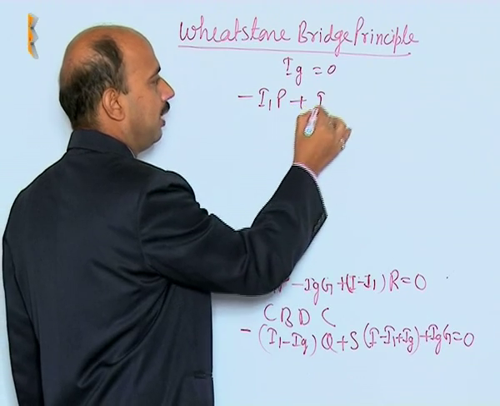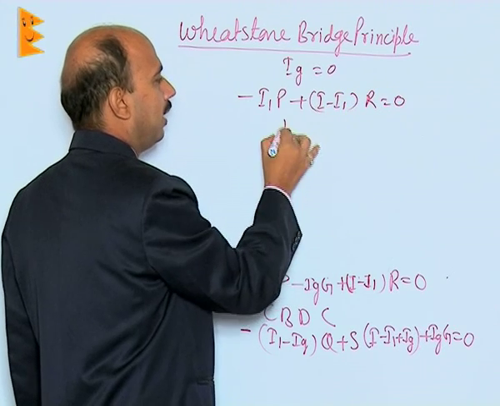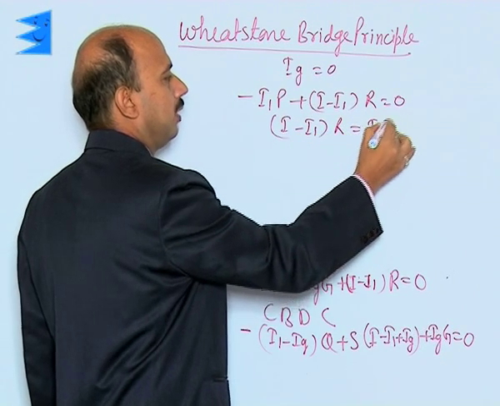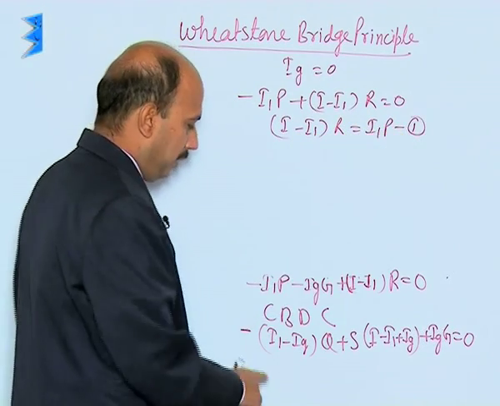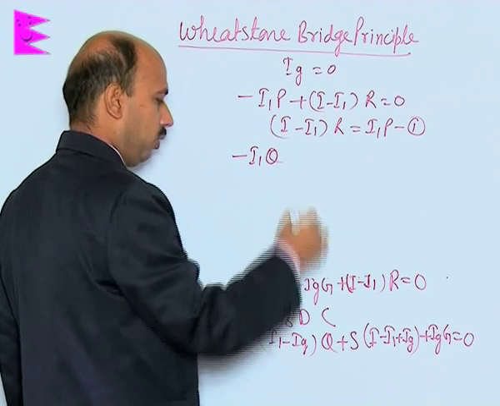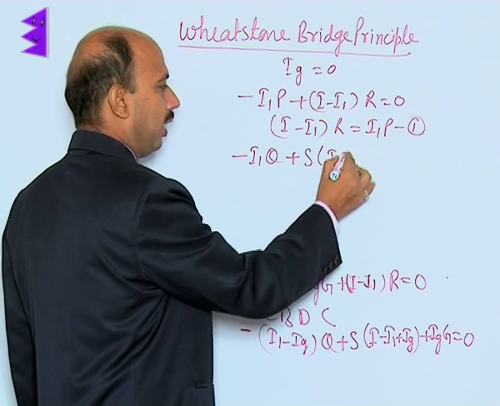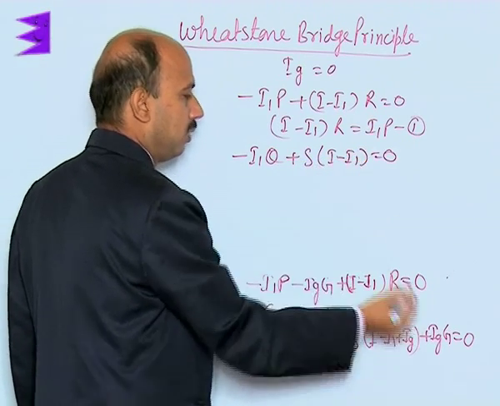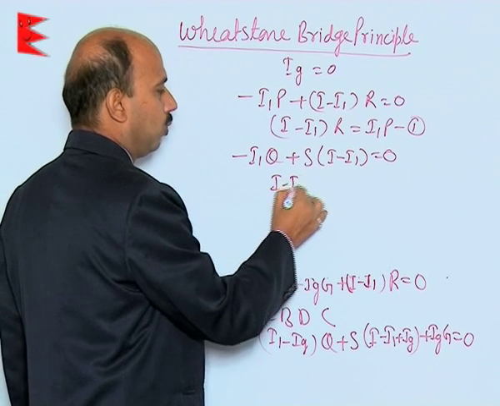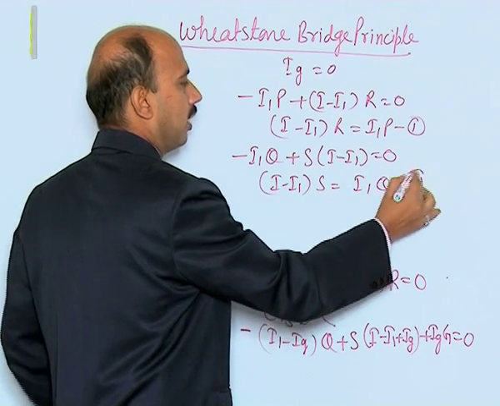So plus (I minus I1) into R is equal to 0, and we can write (I minus I1) into R is equal to I1P. This is the first equation. If you put this in this equation, you will be getting minus I1Q plus S(I minus I1) is equal to 0. This term will be 0. So we will be getting here (I minus I1) into S is equal to I1 into Q. This is the second equation.